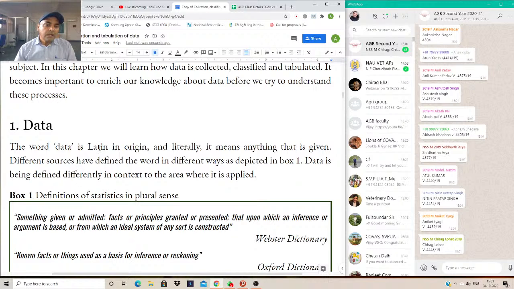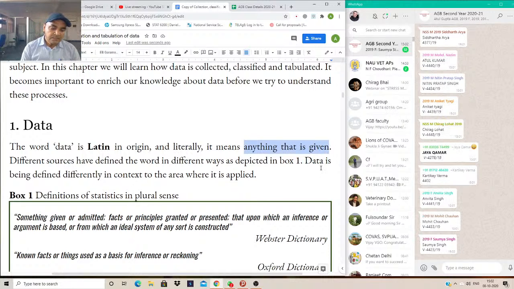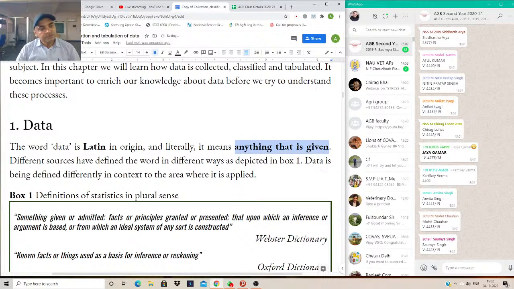The word data is a Latin word. Sorry, I was having a call. So what I was telling is that data is a Latin word, and it means anything that is given to us. In Latin, data means anything which is given to us.